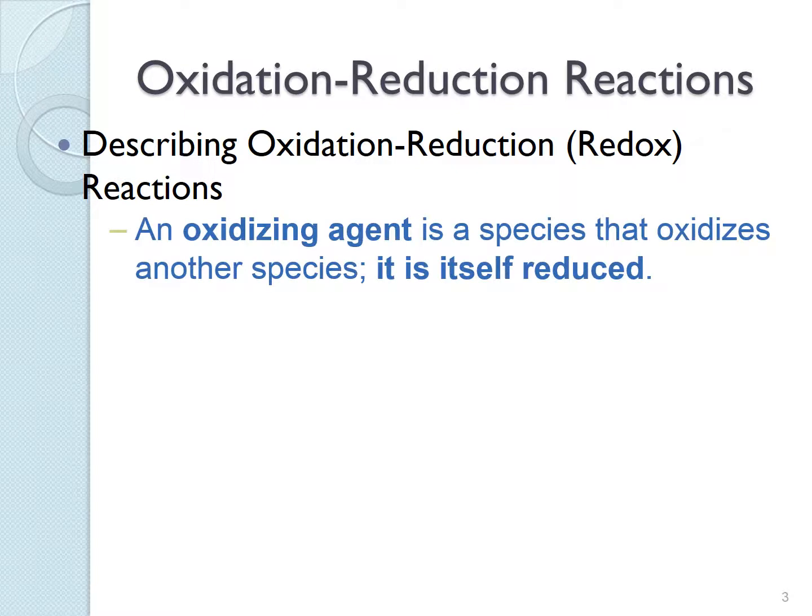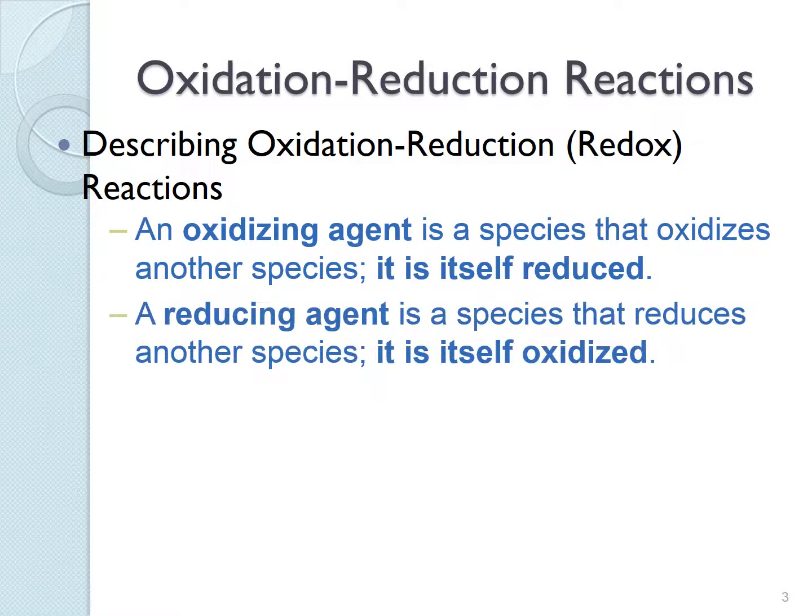So when we have a redox reaction, there's a transfer of electrons from the thing being oxidized to the thing being reduced. Now we also use some other terminology. An oxidizing agent is the species that oxidizes something else, so it itself is reduced. The thing that is being reduced is called the oxidizing agent. And the thing that is being oxidized is called the reducing agent because it allows something else to reduce. So just keep that in mind.